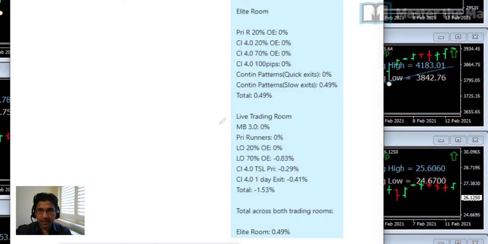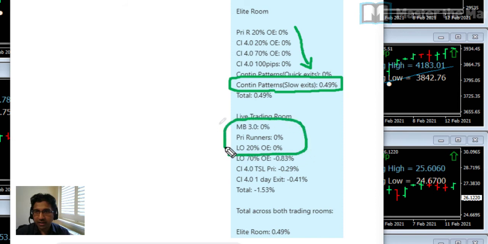And now we move on to our performance. This is the market update performance for this week. So Elite Room, quite flat on most of the strategies, not getting our setups. Market has been quiet. Slow exits, we had a small profit of 0.5%. In terms of the live trading room, we had a little bit of small losses. Three strategies here flat. Other three strategies, we took a little bit of small losses here, 0.83, 0.29, 0.41.